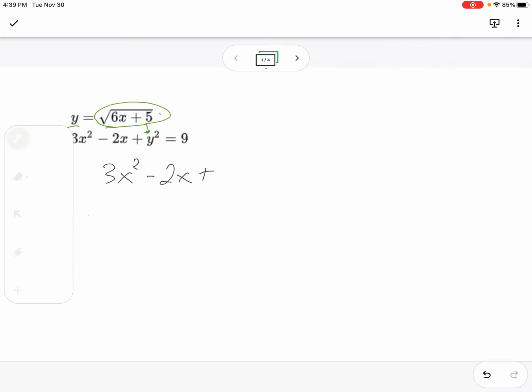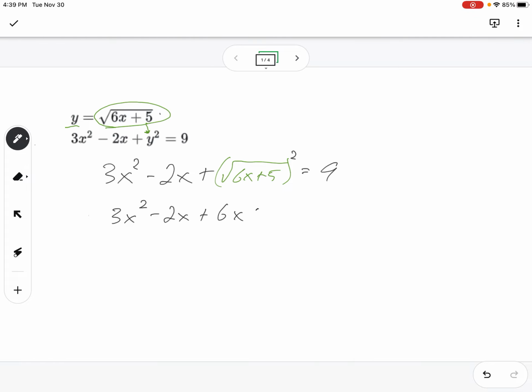if we plug in our new y, which is the square root of 6x plus 5, right, that quantity is getting squared, and it's equal to 9. Then hopefully we recognize that square root and square, those two things will cancel each other out. So we get 3x squared minus 2x plus 6x plus 5 equals 9.